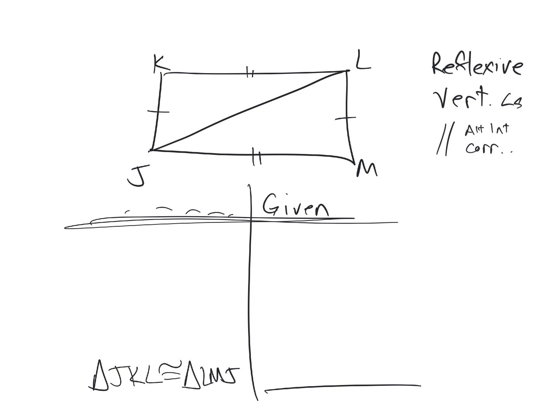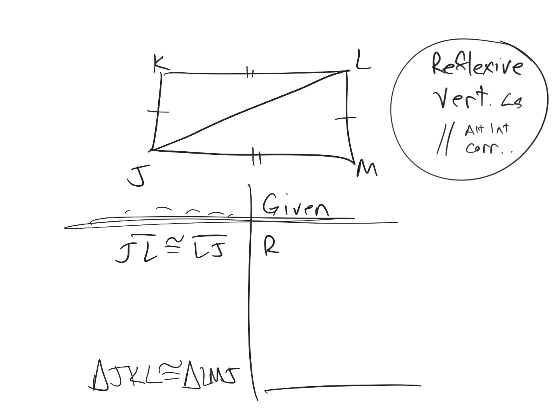All right, so out of those three things, those of you who are struggling, let's start with reflexive. Is there anything shared from one triangle to the other? JL and LJ. Yeah, thank you, Rick. JL and LJ. So write it down. JL is congruent to LJ. Reflexive.